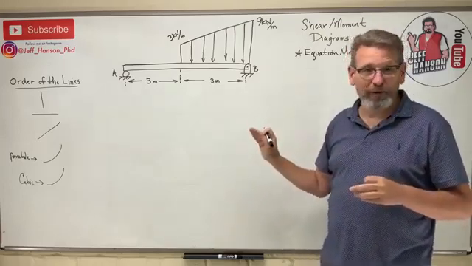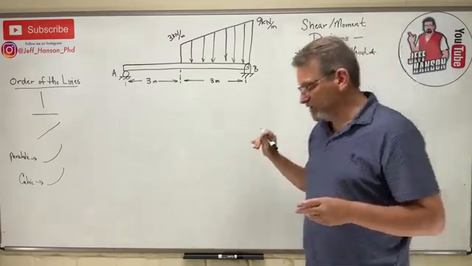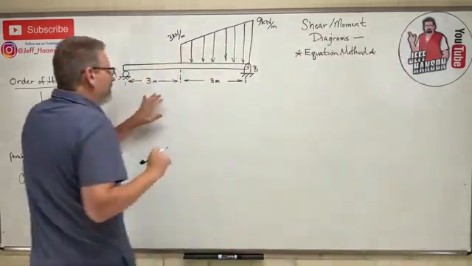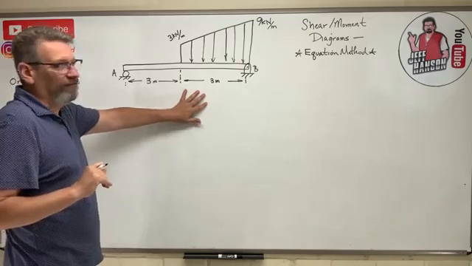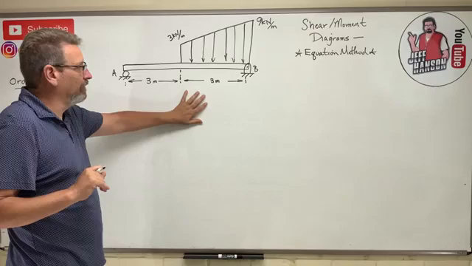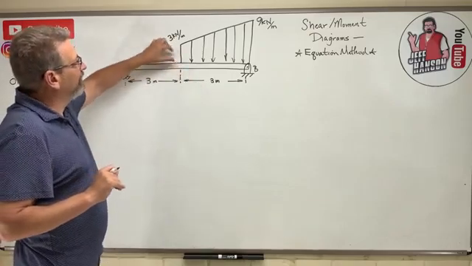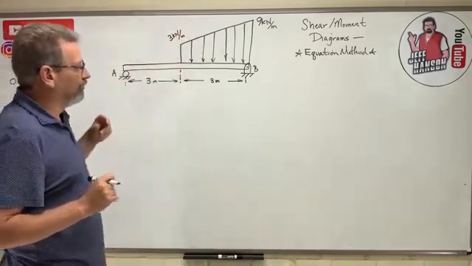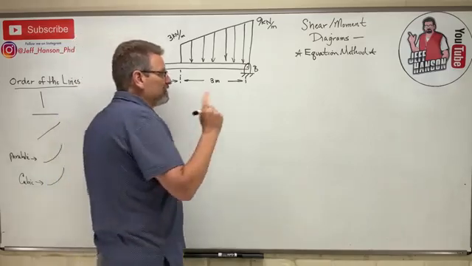Students fear this one, but it's not too bad. Let me see if I can help you solve this problem. We need to draw the shear moment diagram for this weird beam. It has kind of a trapezoid load on it. Here's how you do it.